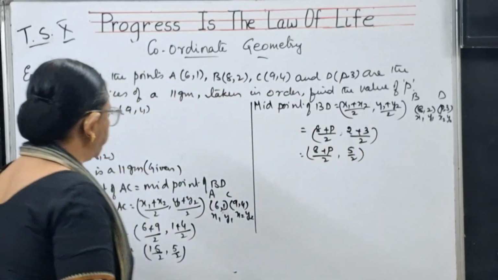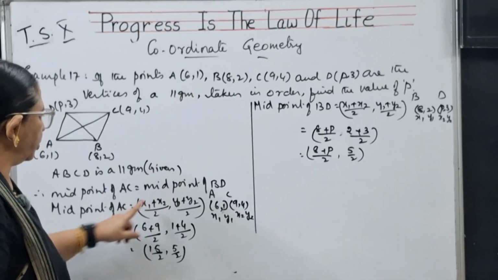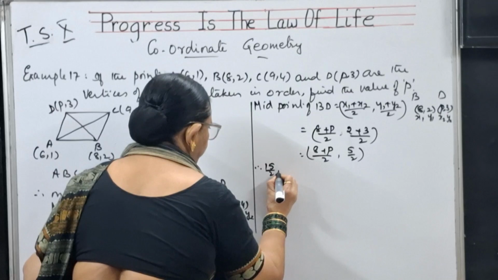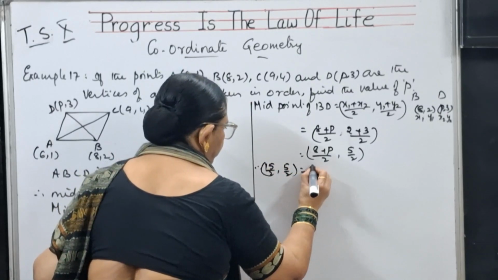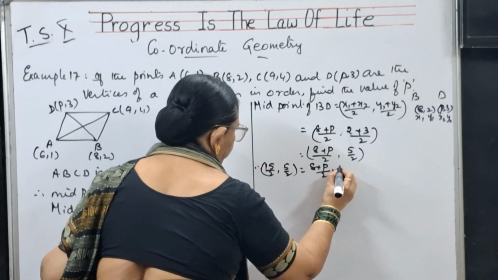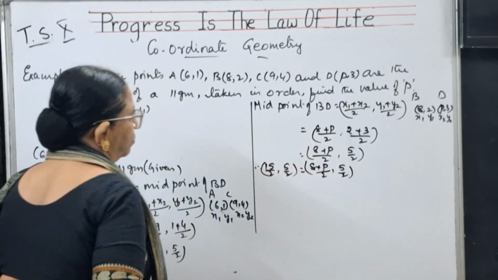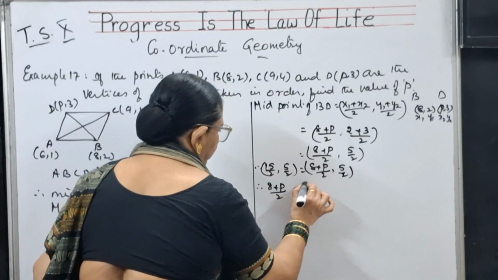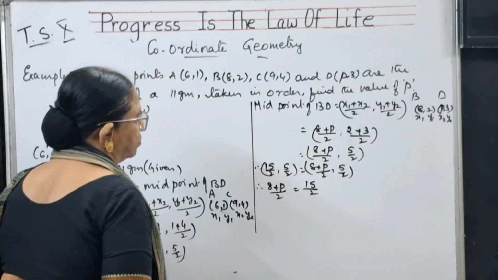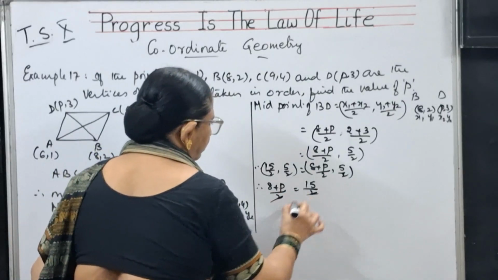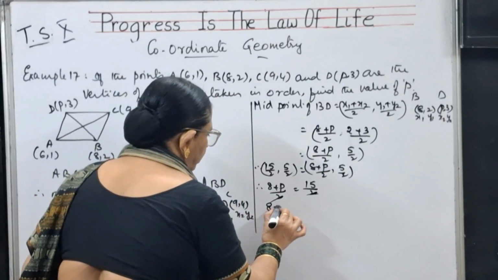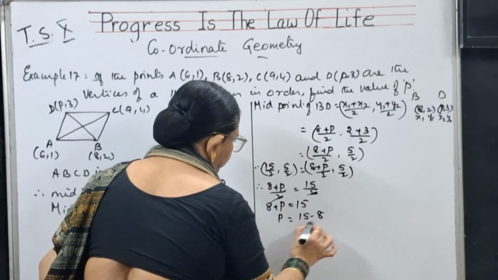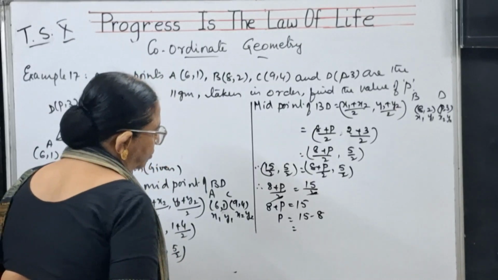Now we know that the midpoint of AC is equal to the midpoint of BD, we said. Therefore, 15 by 2, comma, 5 by 2 is equal to 8 plus P by 2, comma, 5 by 2. They are equal. When they are equal, the x coordinate should be equal. Therefore, 8 plus P by 2 is equal to 15 by 2. You can cancel the same denominators. So 8 plus P is equal to 15. What is P? 15 minus 8. So how much are you getting, children? 7.